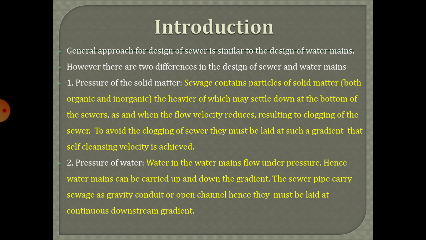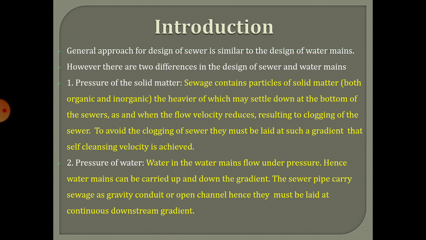So, to avoid this clogging, the sewer must be laid at such a gradient that the slope is provided in such a way that the self-cleansing velocity can be achieved and there will not be any clogging. Second point is the pressure of the water. Water in the water mains flows under pressure. Hence, water mains can be carried up and down the gradient. The sewer pipe carries the sewage as a gravity conduit or open channel. Hence, they must be laid at a continuous downstream gradient.